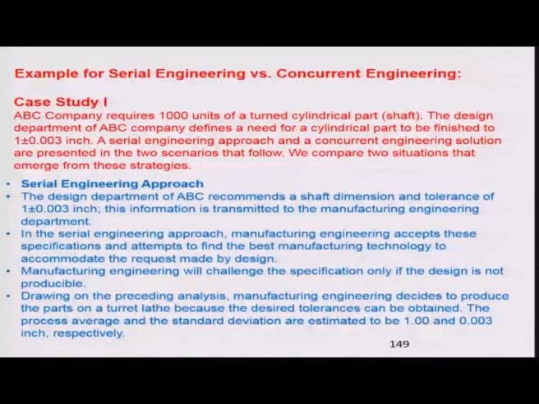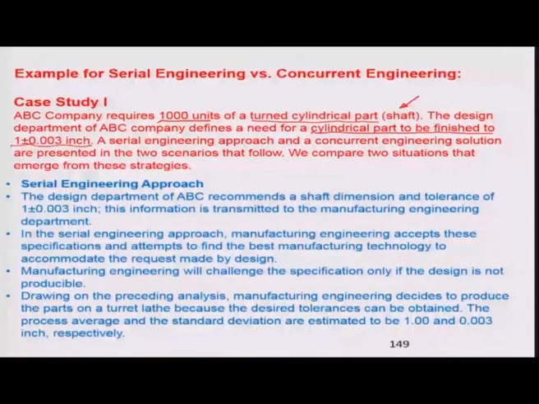It is a case study of a company which requires about 1000 units of a turned cylindrical part to be produced. A shaft needs to be produced on a turning machine. The design department of this company defines a need for the cylindrical part to be finished to 1 plus or minus 0.003 inches. That means the diameter of this part has acceptable limits between 0.997 inches on one side and 1.003 inches on the other.